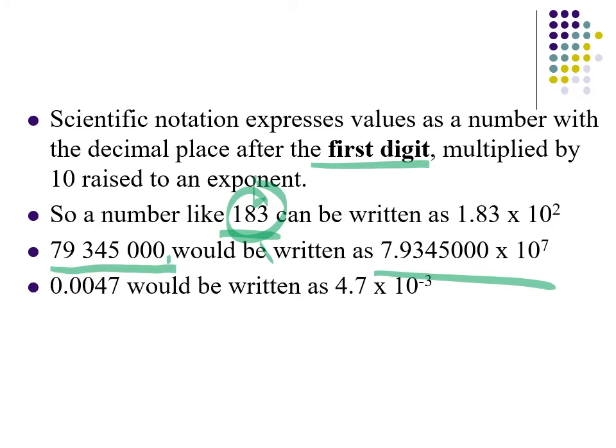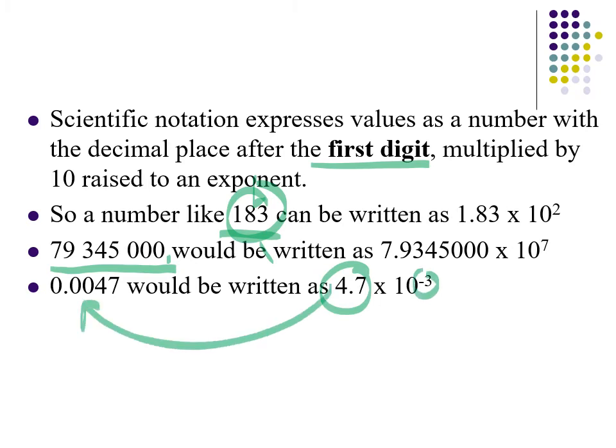Small numbers can also be written this way, and again, we're using a negative exponent to show that we're essentially dividing by 10, or multiplying by 10 to a negative exponent, same thing as dividing by 10. So if you took 4.7 and you divided it by 10 three times, you'd be down to 0.0047. So we can express both very large and very small numbers as scientific notation.